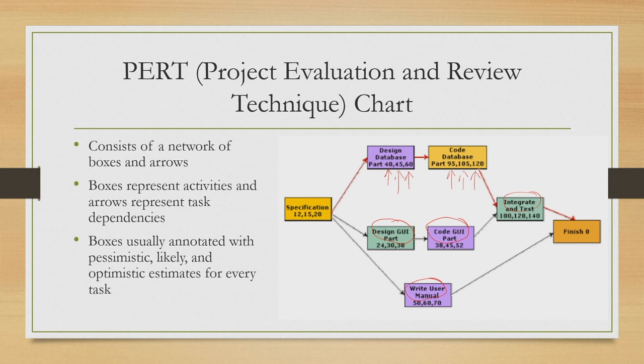So, in the activity network, what we have seen is that we have only one estimate. We can consider it to be the likely estimate, whereas in the other case, along with the likely estimate, we have optimistic and pessimistic estimates as well.